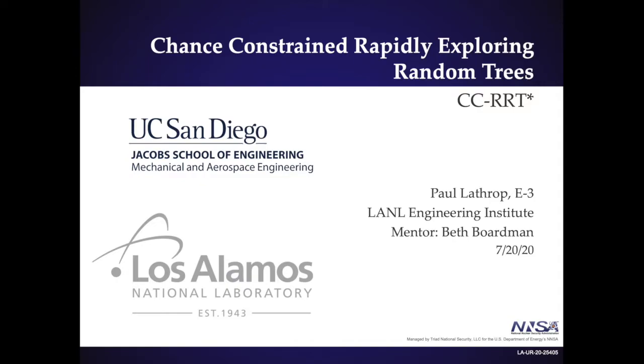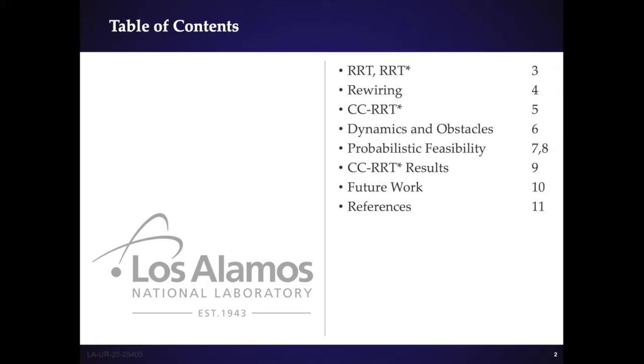Chance-Constrained Rapidly Exploring Random Trees, or CCRT STAR. My name is Paul Lathrop, and I'm a PhD student in aerospace engineering at the University of California, San Diego. My mentor at Los Alamos was Beth Boardman, and we are in the E3 group. I will be discussing implementation of the Chance-Constrained Rapidly Exploring Random Tree STAR algorithm.